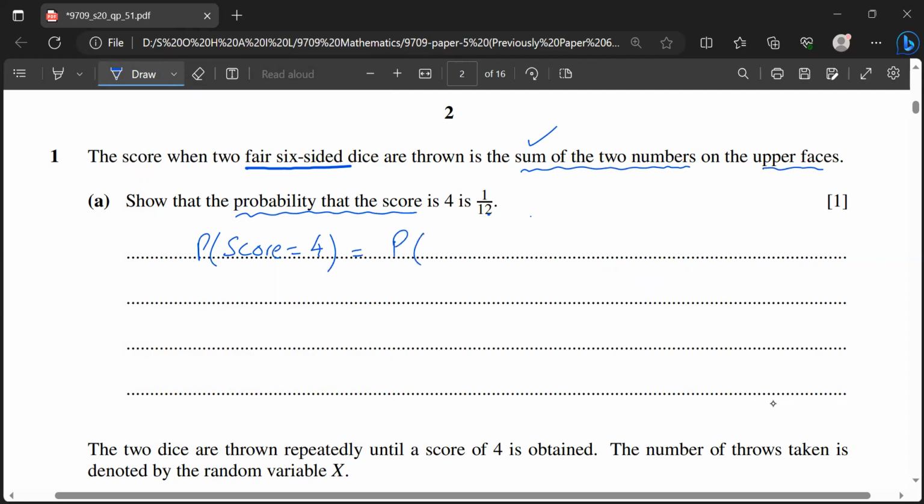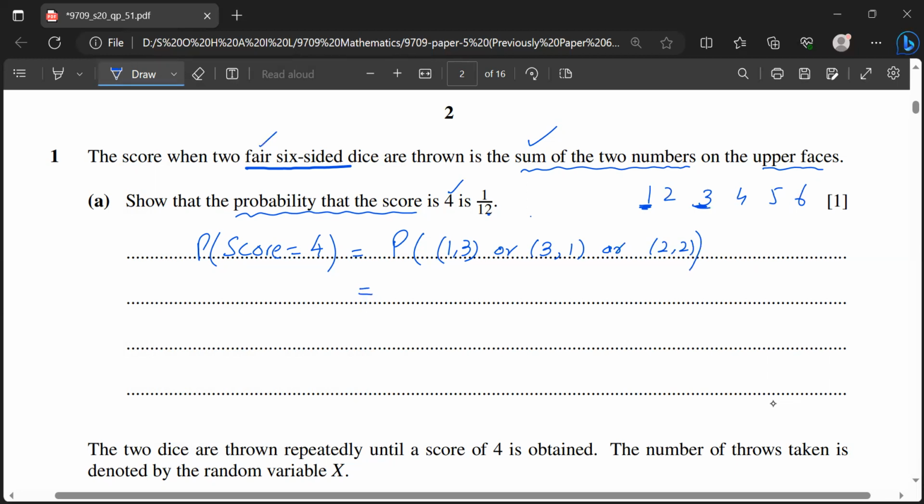So you find the probability of 1 and 3, because if you have 1, 2, 3, 4, 5, and 6, the sum of 1 and 3 is 4. Or the other option, 3 on the first and 1 on the other dice, or 2, 2. As it is a fair six-sided dice, the probability of any score is 1 over 6.